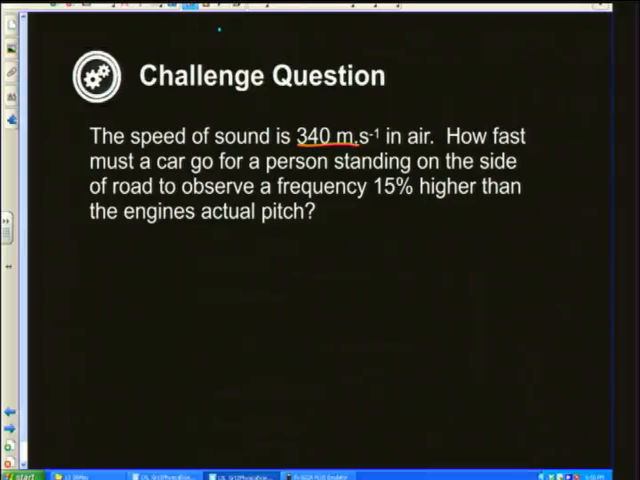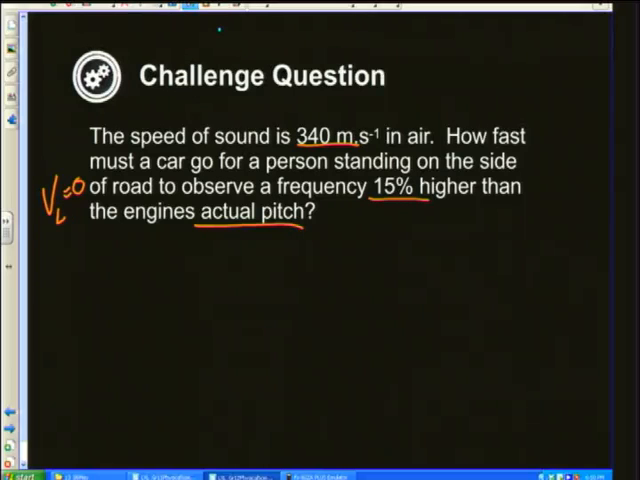Again, it tells you 340 meters per second. How fast must the car go for a person standing on the side? So the observer's velocity was 0, and the frequency heard is 15% higher than the pitch. Okay, so higher than the actual pitch.